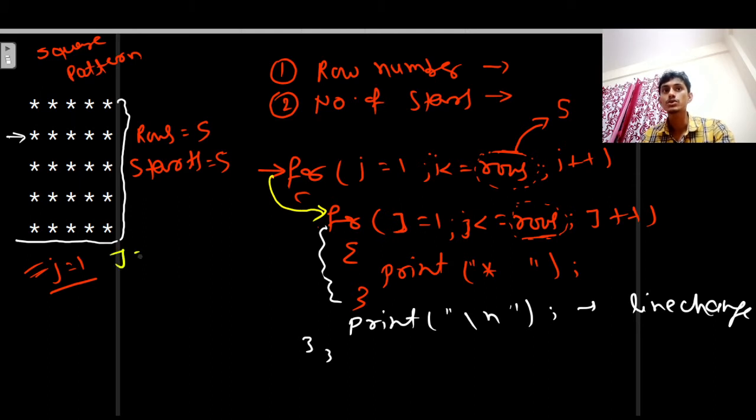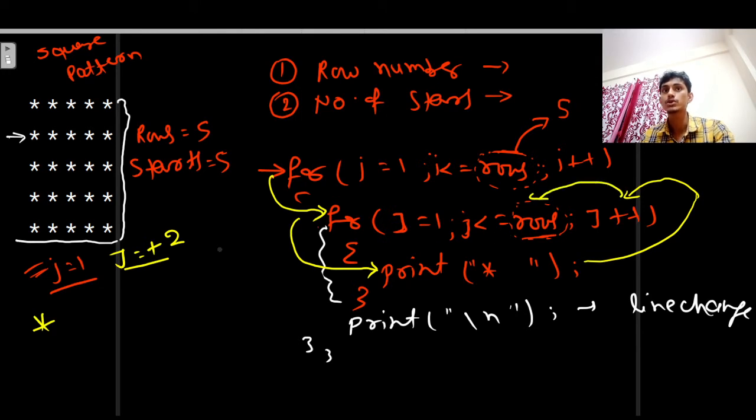Here j equal to 1, so j will be 1. Again the check will happen: j less than or equal to 5, so 1 is less than or equal to 5, since rows is 5. Then control will go to the print statement, so the first star will be printed and a space will be printed. After this, control will go back, and j will be incremented to 2. The check happens, 2 is less than or equal to 5, which is true, so again one star will get printed. Then control goes back, and j will get incremented to 3.